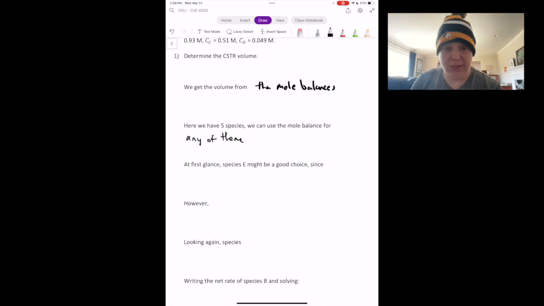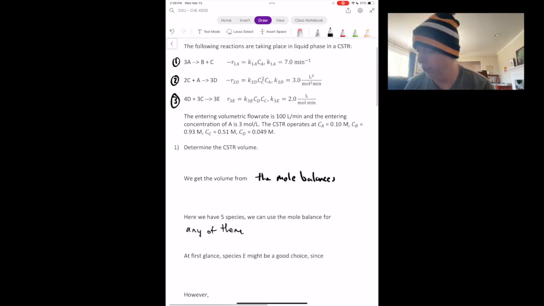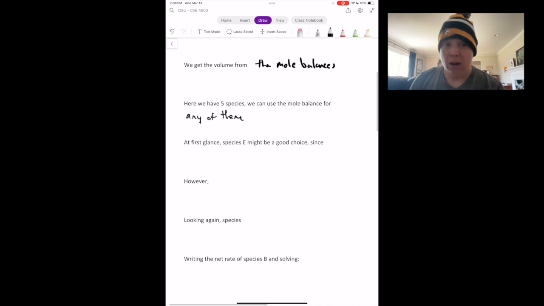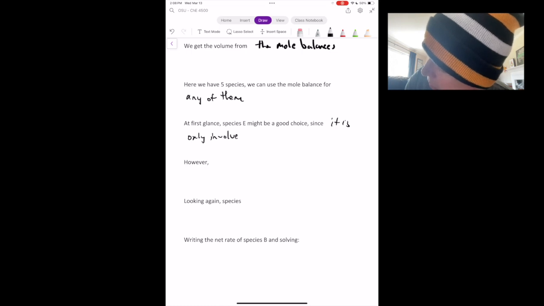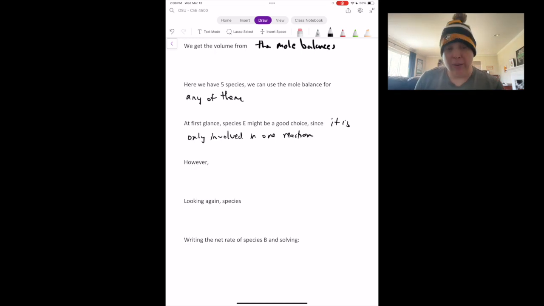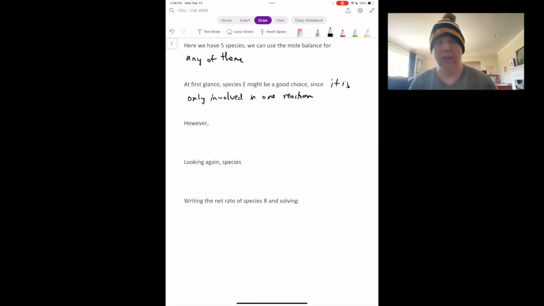At first glance, species E might be a good choice, because it's only involved in one reaction. However, we don't have any information on species E, so we're not given its concentration. So if we write the mole balance for species E, then we have 2 unknowns, the concentration of E in the reactor and the volume, so that's too many. So we're not going to use that one.